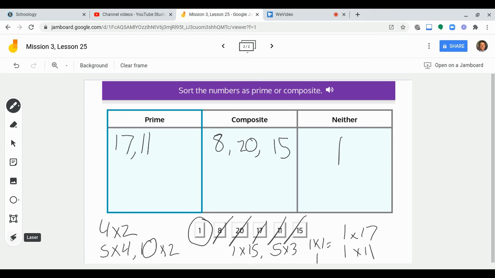All right, so that's what you're going to be working through. Again, multiples, factors, prime, composite, and just really solidifying that for this lesson. Good luck to you.